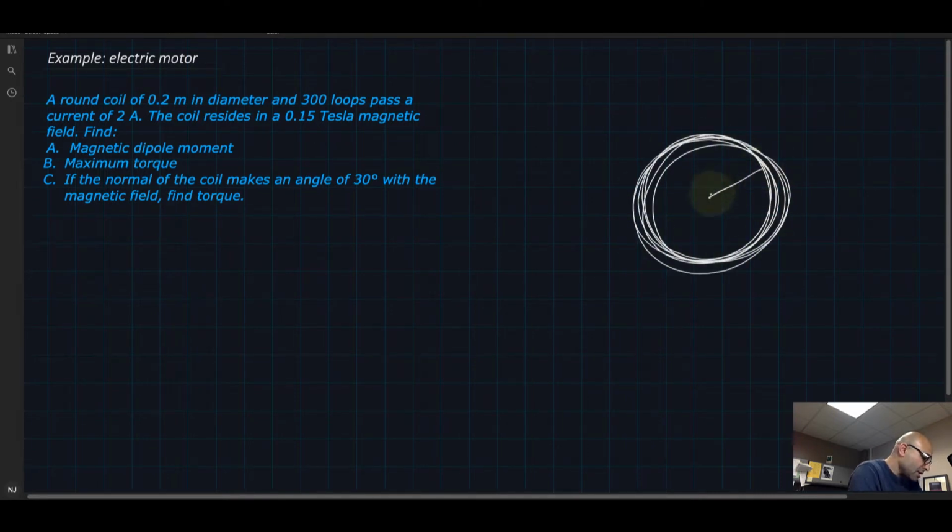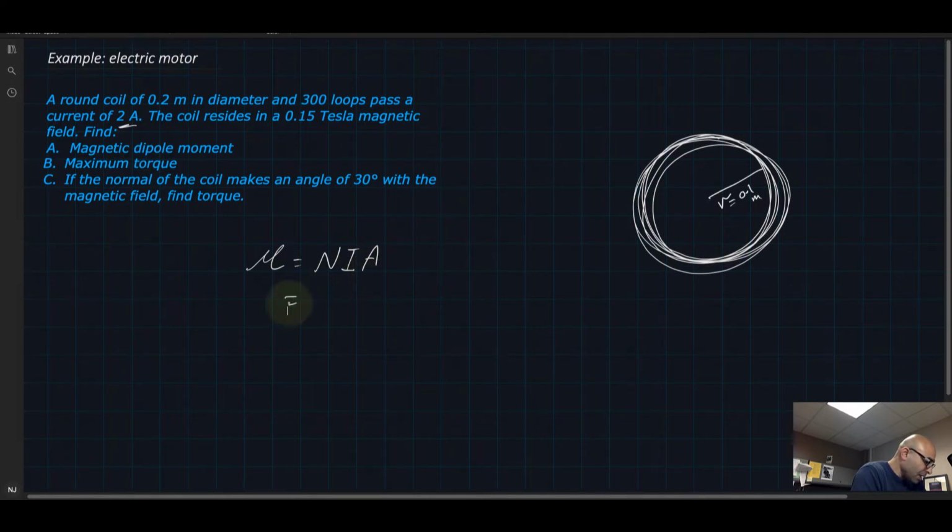And it has a radius r equal to the diameter 0.2 divided by 2, so that would be 0.1 meter. And it resides within the vicinity of a magnetic field. We don't know the direction of the magnetic field so far, but let's see what we need to find. The magnetic dipole moment mu is equal to NIA. N is 300, the current is 2 amps, and A is pi r squared.